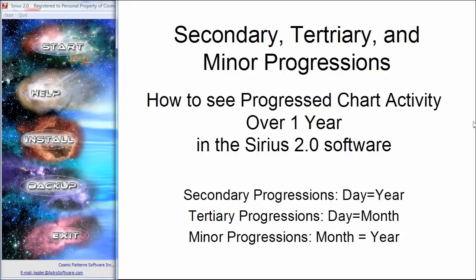Hello, our topic is secondary, tertiary, and minor progressions and how we can see trends over a time period of about a year in the Sirius 2.0 software. A question came up today: can I see trends in the minor progress chart over a time period of about a year in the Sirius 2.0 software? And what I'm going to show you works with secondaries and tertiaries as well as some other kinds of progressions.